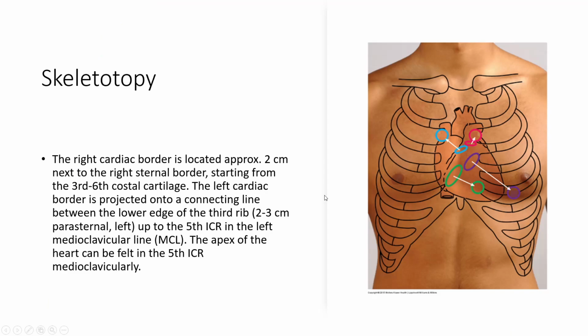The right cardiac border is located approximately 2 centimeters next to the right sternal border, starting from the 3rd to 6th costal cartilage. The left cardiac border is projected onto a connecting line between the lower edge of the 3rd rib, 3 centimeters parasternal left, up to the 5th intercostal space in the left medioclavicular line. The apex of the heart can be felt in the 5th intercostal space medioclavicularly here.